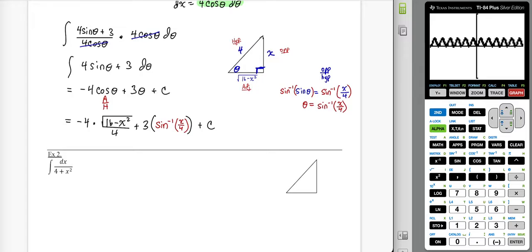All right, and so with a quick cancellation of a 4, we pretty much have it: negative the square root of 16 minus x squared plus 3 sine inverse, inverse sine, x over 4 plus c.